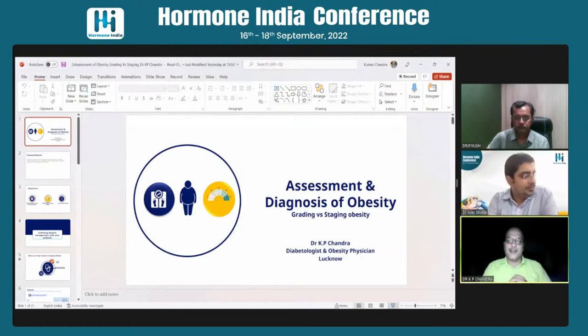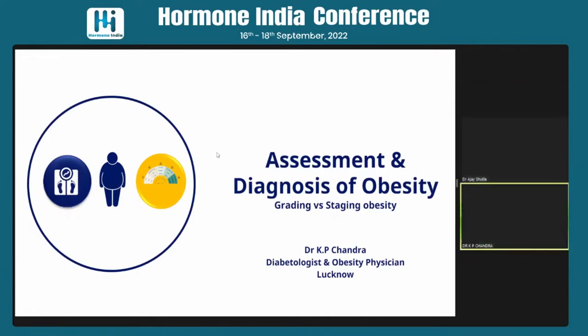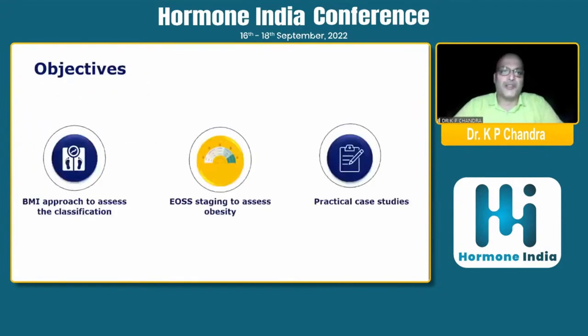So after understanding the pathophysiology of obesity, how it is caused, why it is caused, and what are the ways by which we can target obesity, let us simplify our approach to patients of obesity. When they come to us, how do we identify that this patient is obese and needs some attention, and how do we grade or stage the obesity?